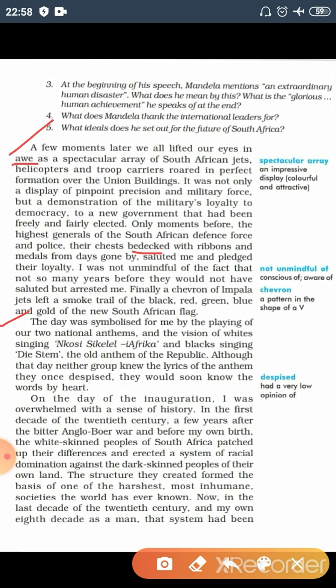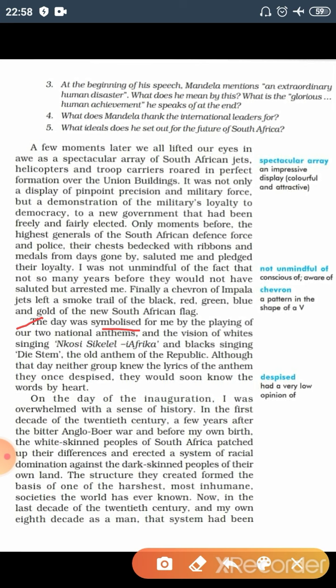The day was symbolized for me by the playing of our two national anthems and the vision of the whites singing Nkosi Sikelel' iAfrika and the blacks singing Die Stem, the old anthem of the Republic. Although that day neither group knew the lyrics of the anthem they once despised, they would soon know the words by heart.